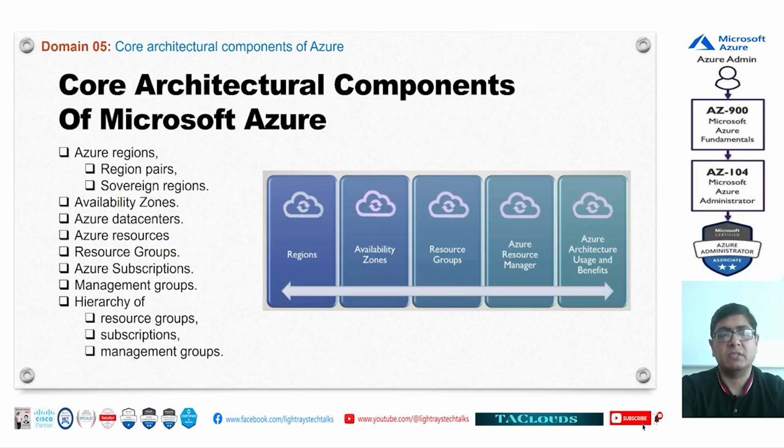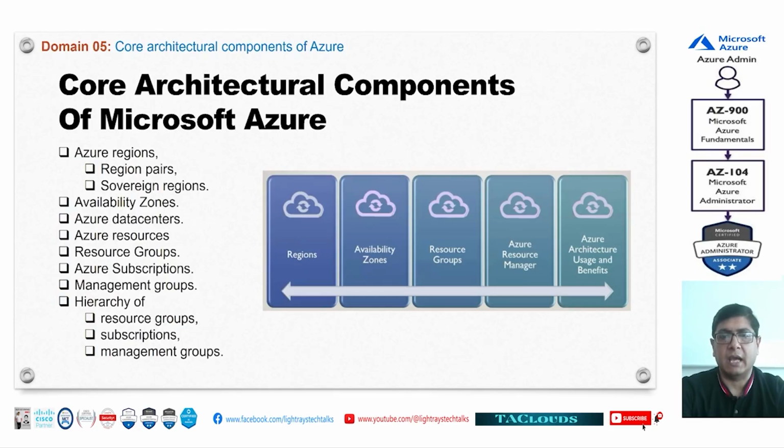Then there are different sovereign regions also. Sovereign regions are specific to some governments. For example, the US has a separate region, a separate cloud, and no one else can put data in that region. Similarly, China has a separate region, and some other regions are also specific to certain governments. So we will begin with Azure regions, the geographical areas where Azure data centers are located, and you will learn how Microsoft pairs regions together for reliability and disaster recovery.